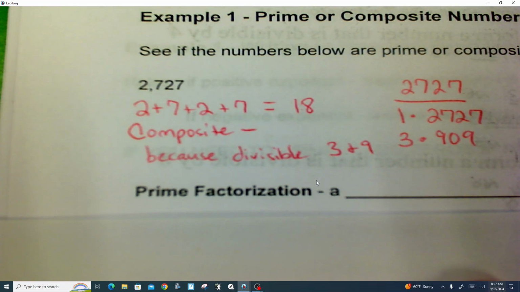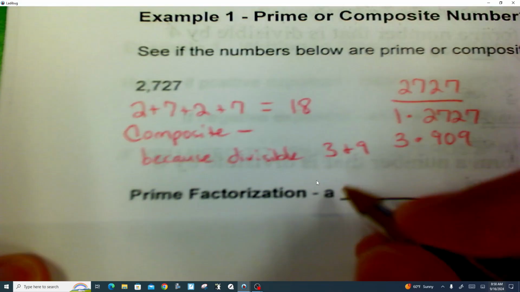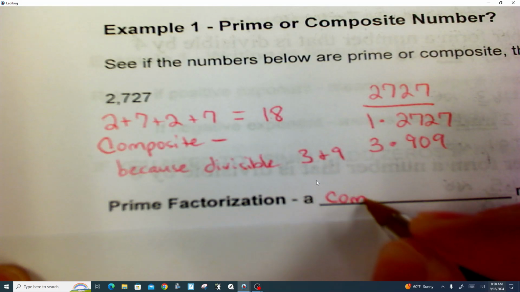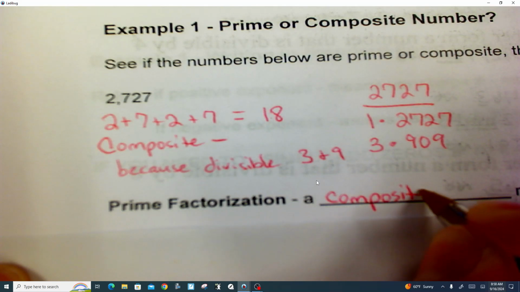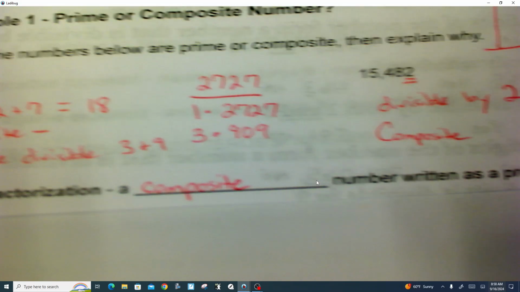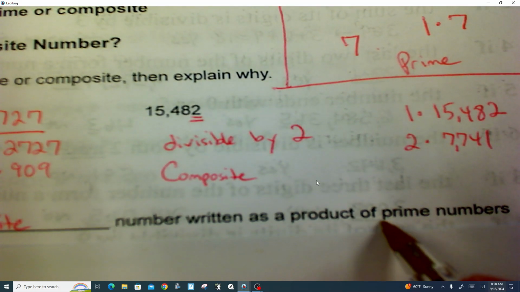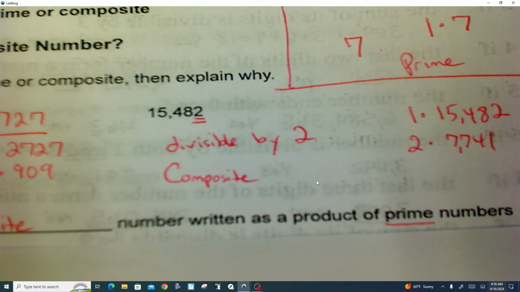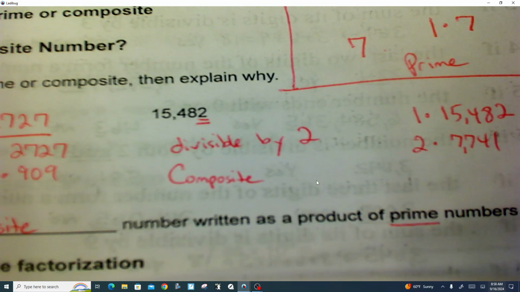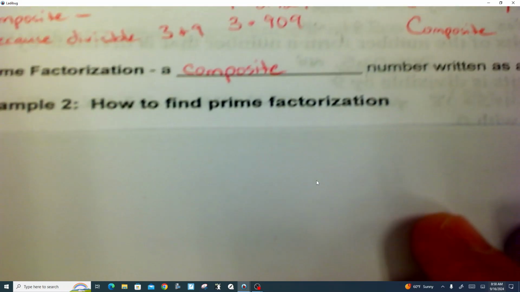Prime factorization. Okay. Here's prime factorization. Prime factorization is where we have a composite number. That's what we were just talking about above. It's got more than two factors. Written as a product of, ooh, what's this right here? Prime numbers? Well, you've done this before. You really have. You may not remember it, but we're going to bring it back to you.